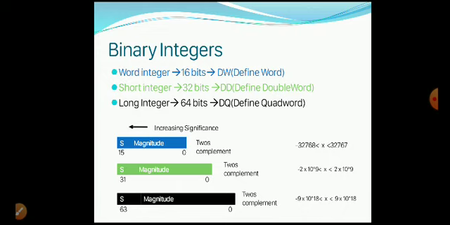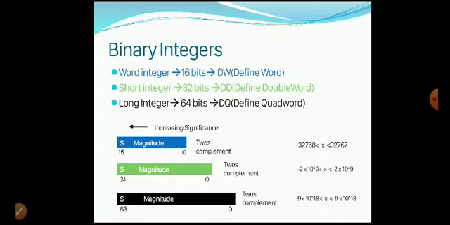So these are the three different formats of the binary integer. One is called the word integer, another is the short integer, and the third one is the long integer. They are classified according to how many bits they support. 16 bit is the word integer. Here I am giving the example: minus 32,768 to plus 32,767.